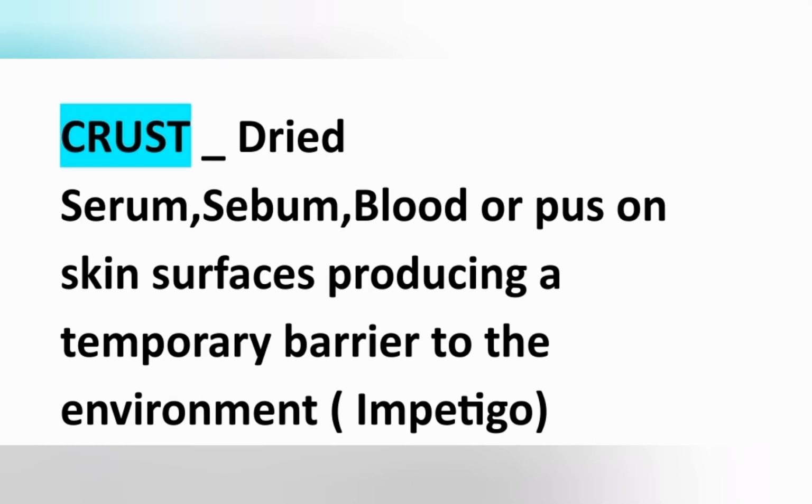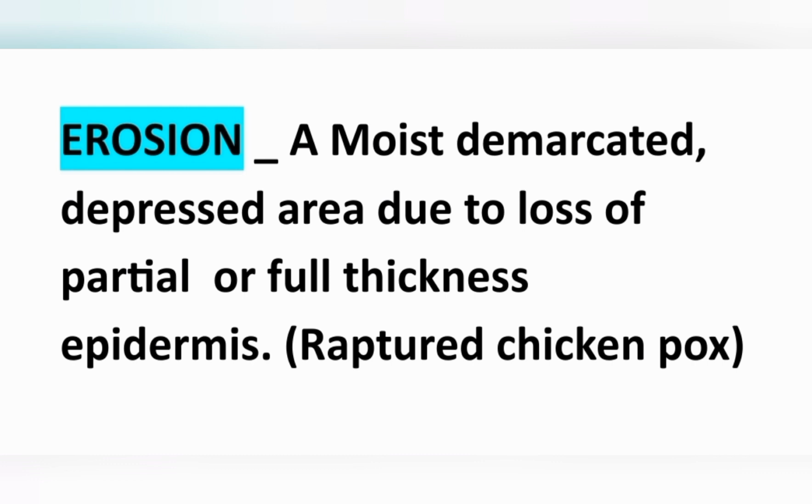Next is known as crust. Crust is dried serum, sebum, blood or pus on skin surfaces, producing a temporary barrier to the environment. Crust forms around the injured area, that is, at the time of any injury, or if the blisters burst, the blood or the secretions will form a barrier around the injured area, that is known as crust.